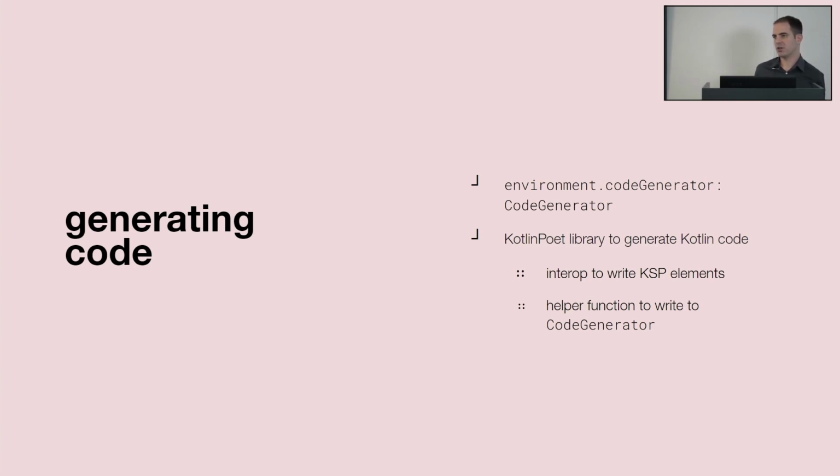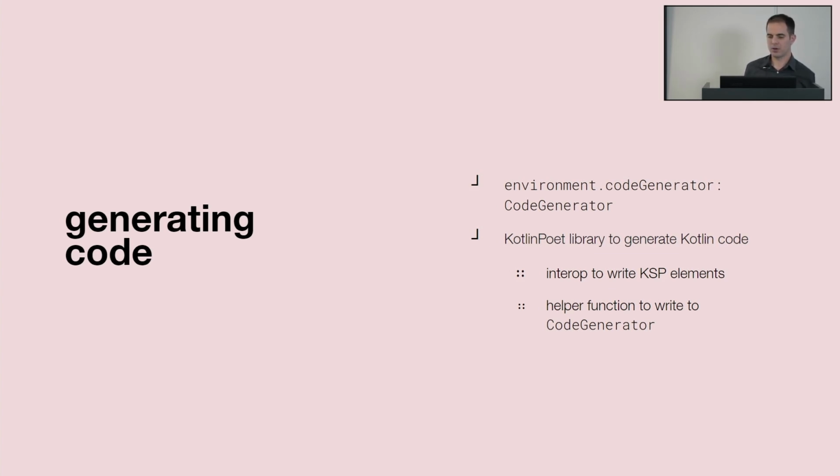But how can I generate the actual code? Because in the previous examples, we could only examine or inspect the code. How can we generate Kotlin source code? To do that, you have to use the CodeGenerator interface. This code generator is passed in the environment, as we could see, and you cannot just simply create new files. You must use this CodeGenerator interface to create files which the Kotlin compiler knows about.